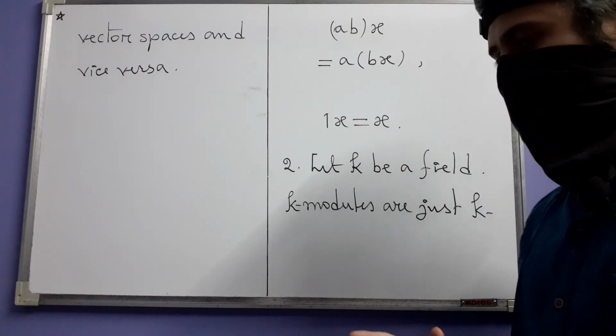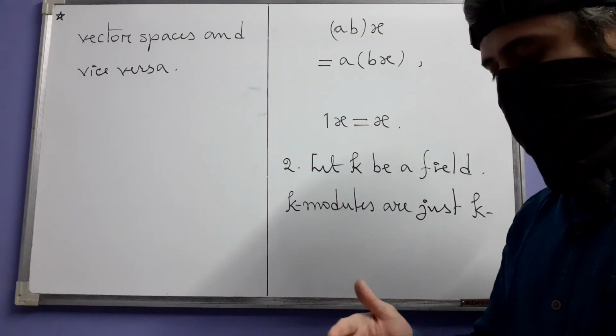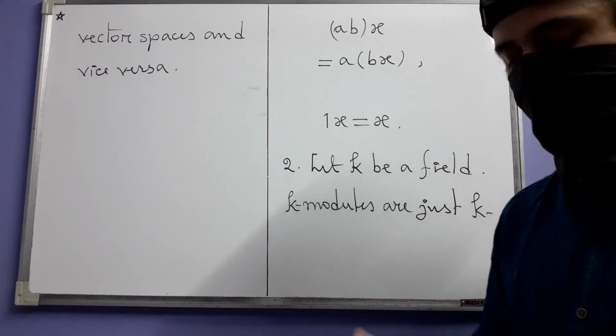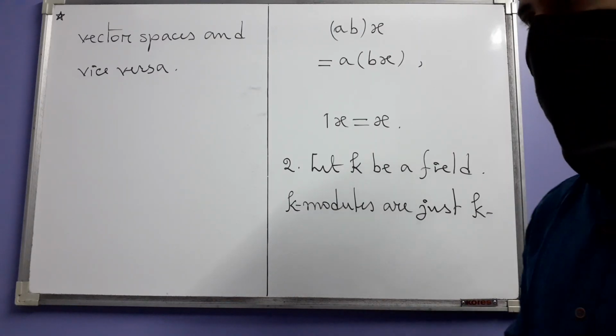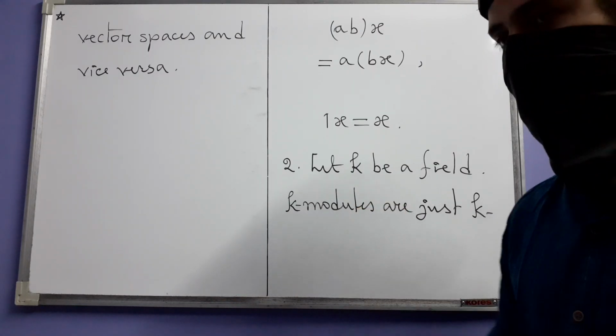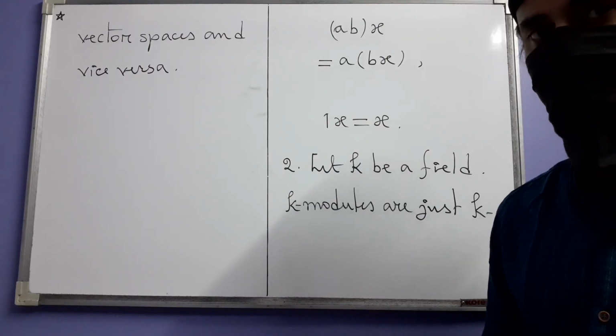The only difference between a module and a vector space is that in a module those scalars, if we call them scalars, come from a general commutative ring with identity, whereas in a vector space they come from a field. So if that ring is already a field, then we are getting a vector space, that's it.